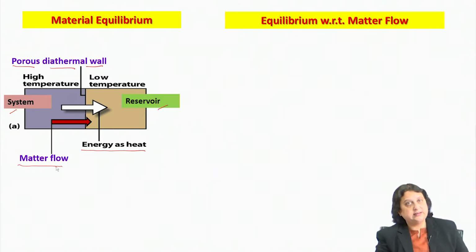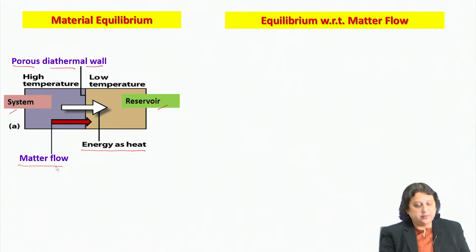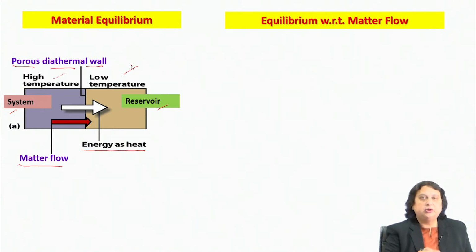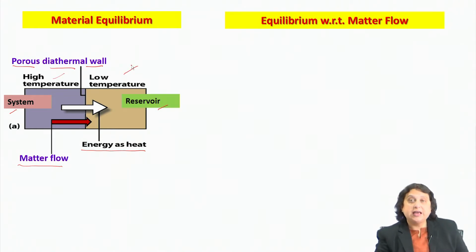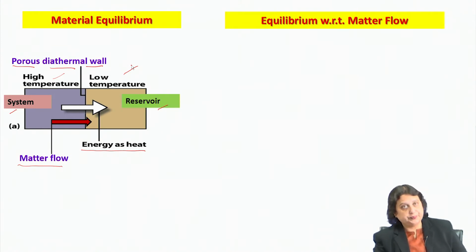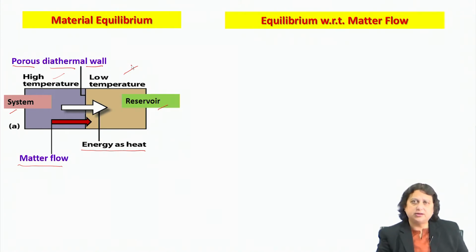Now, I understand already that the direction of flow of energy as heat will take place from a region of high temperature to the low temperature. Now, can I say something about the direction of matter flow? And for this purpose, I'm going to require an intensive variable. So let me define this intensive variable as the chemical potential mu. So this is a perfectly general condition.